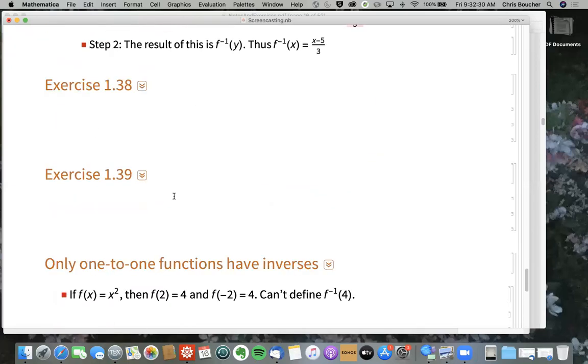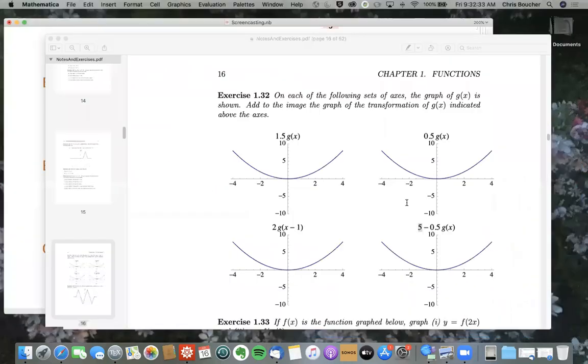Okay, so let's quickly look at a couple of exercises. 1.38.